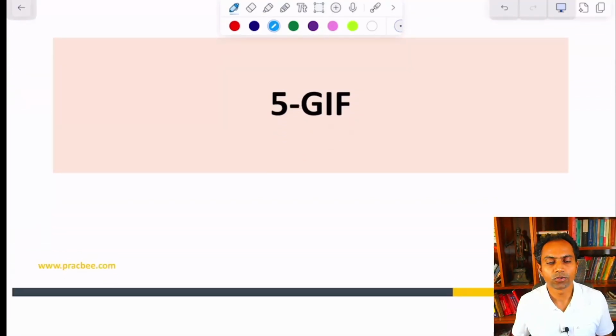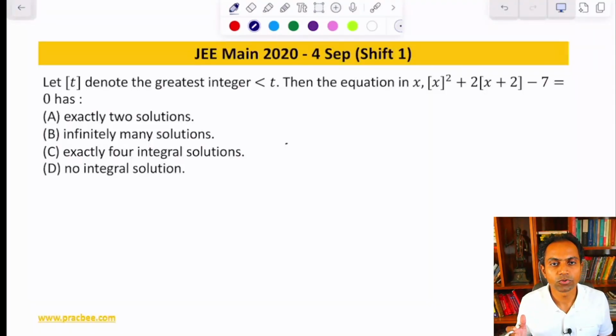Now let us look into the questions based on greatest integer function. This part is something that I have seen students struggling with most of the time, so we'll spend a little bit more time on it. Now let us look into this 2020 question.